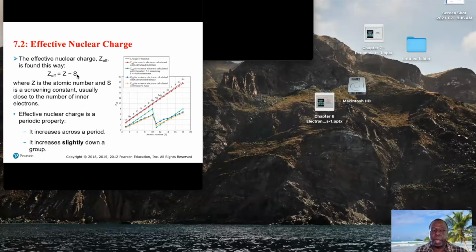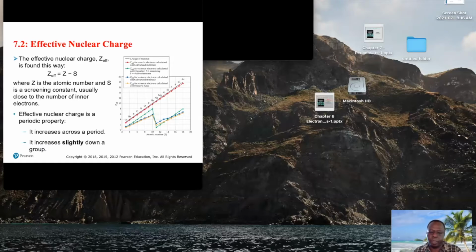And Z is the number of core electrons. S is the screening constant, usually close to the number of inner electrons. What I mean by inner electrons is the core electrons.